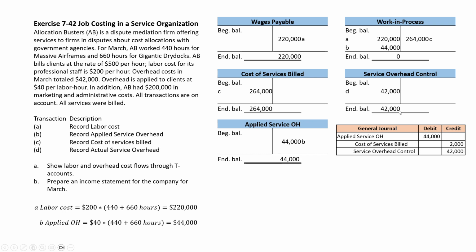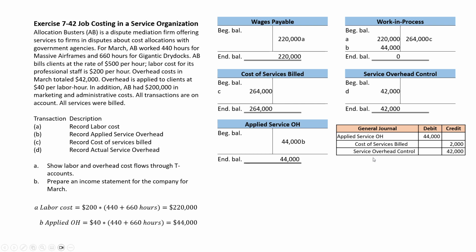Similar for service overhead control, if it's a temporary account and I need to clear it out and it has a debit balance of 42,000, I need to credit it for 42,000. What's the difference? Again, for those two accounts, it's 2,000. I need an additional $2,000 credit. I only have 42,000 so far. I need to bump it up and balance it to my debit of 44,000. What am I going to credit? The difference is going to go to cost of services billed.